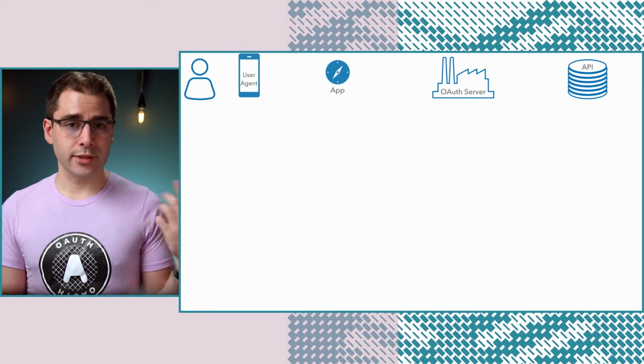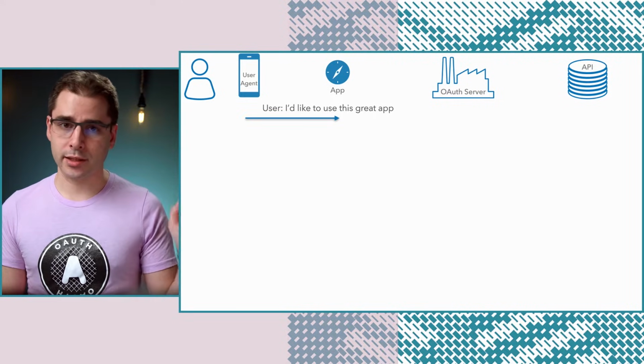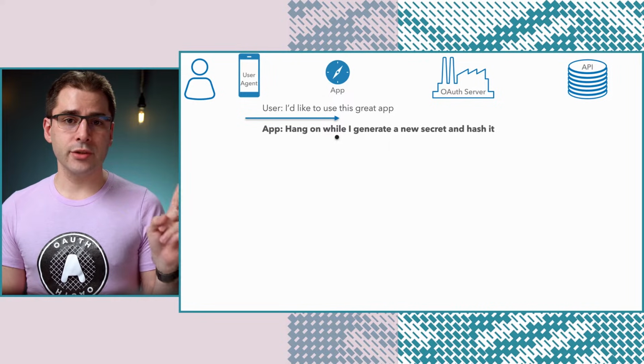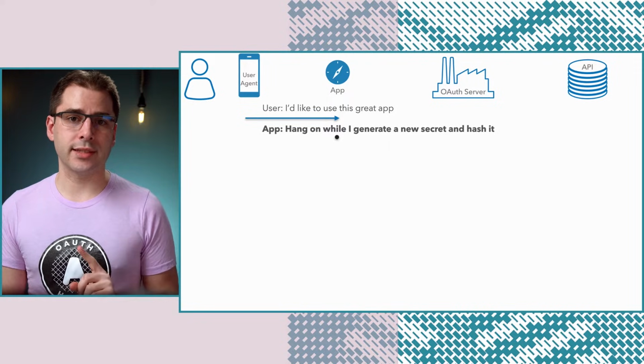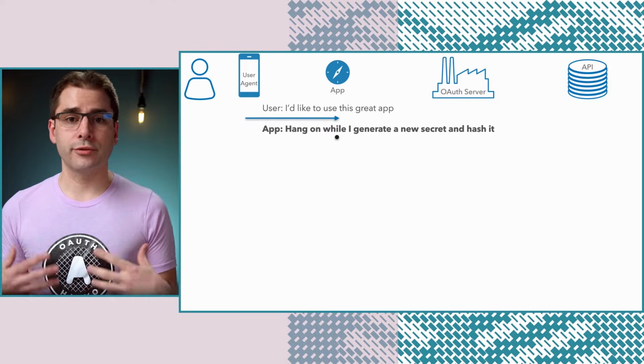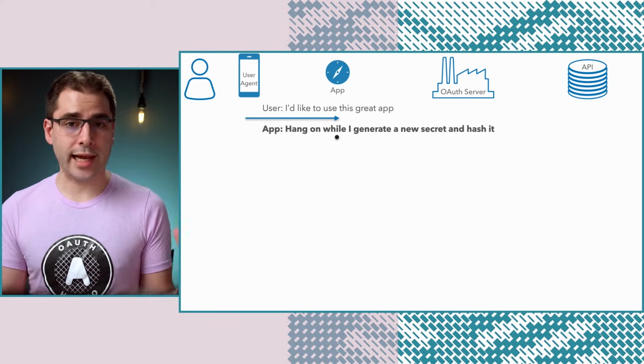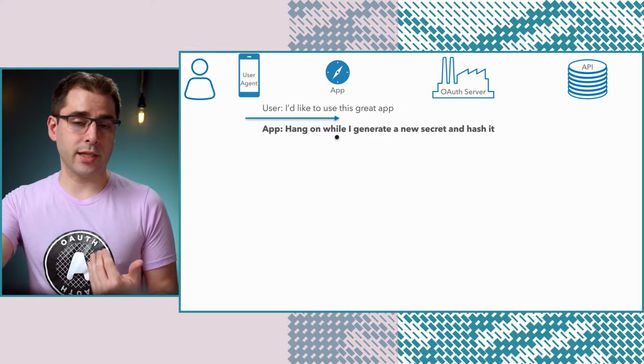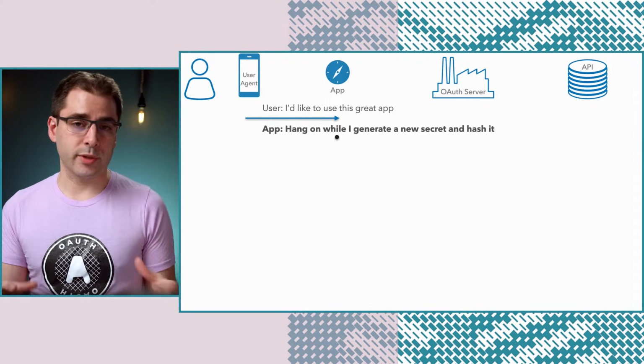So again, the user starts the flow by saying, hey, I'm trying to use the app, and I click login. The app says, okay, hang on. I'm going to generate a new secret right now, and I'm going to hash that secret. Now, a hash is a one-way operation. So for example, if I told you to pick 10 random numbers and add them together and tell me the sum, I would not be able to reverse engineer that and tell you the 10 numbers you chose. So in practice, we use a much better hashing algorithm, but that's the general idea.